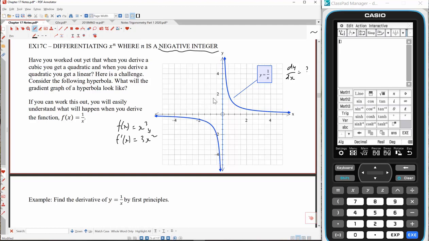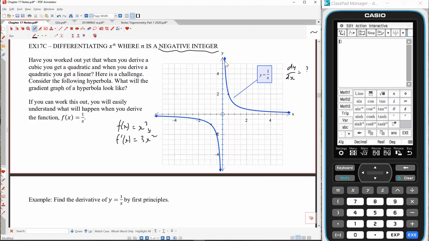In fact, the gradient here and the gradient here would be exactly the same value. The tangent gradients will be equal. So what's it going to look like? Well, it's going to be negative, because we've got a negative gradient.